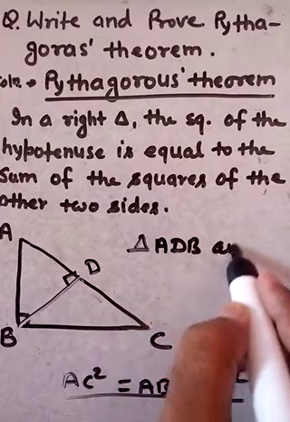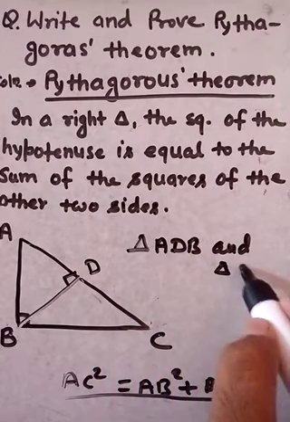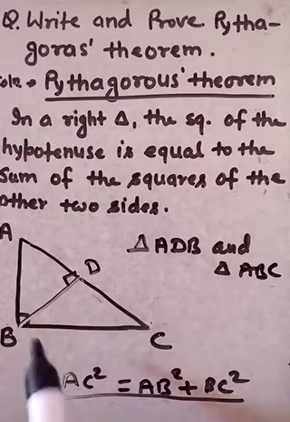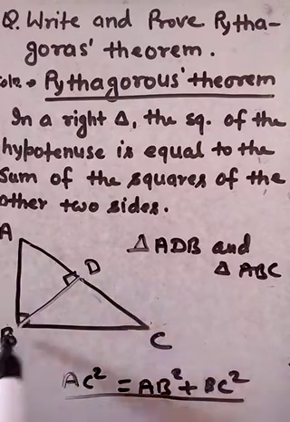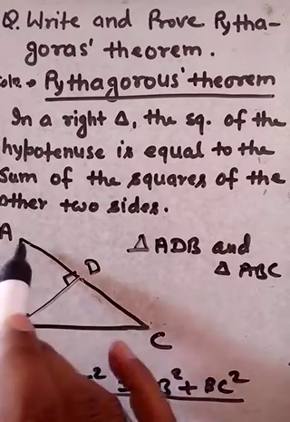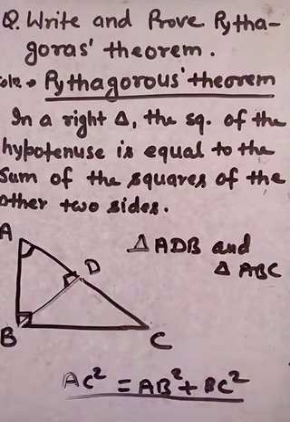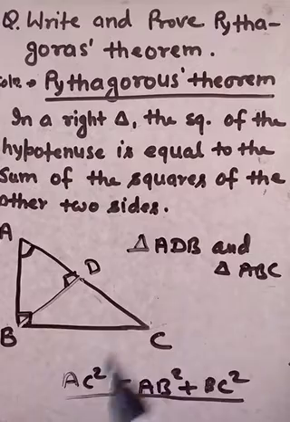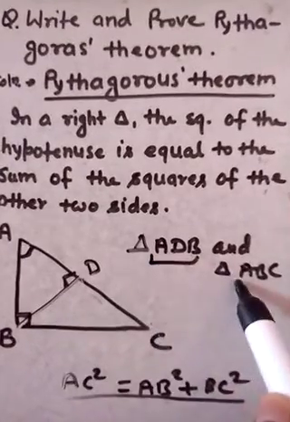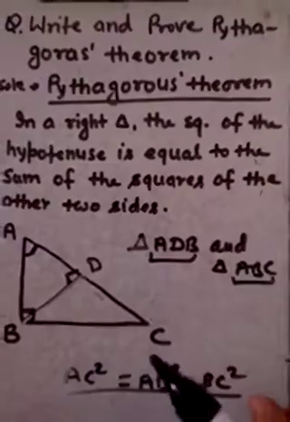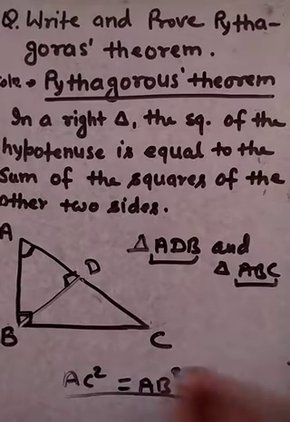ADB and triangle ABC. In ADB and ABC, angle A is common and angle D is equal to angle B, equal to 90 degrees. Then triangle ADB is similar to triangle ABC.